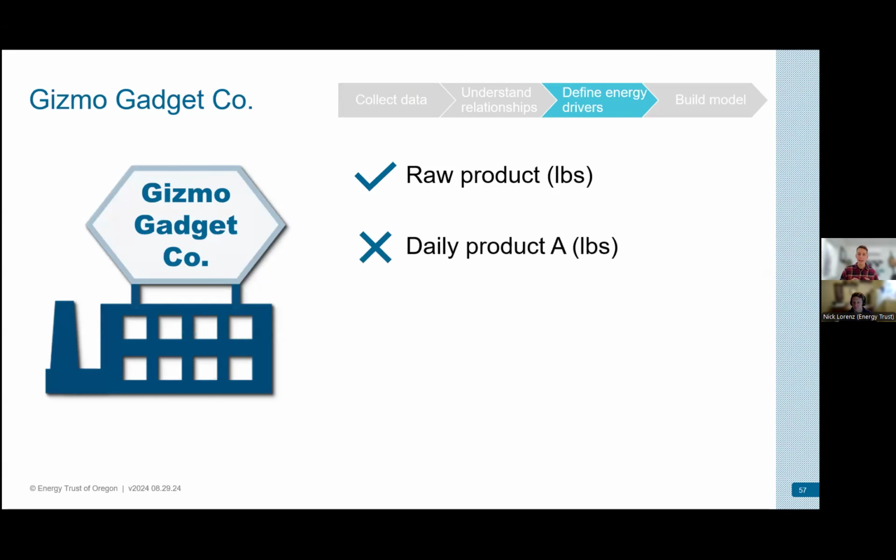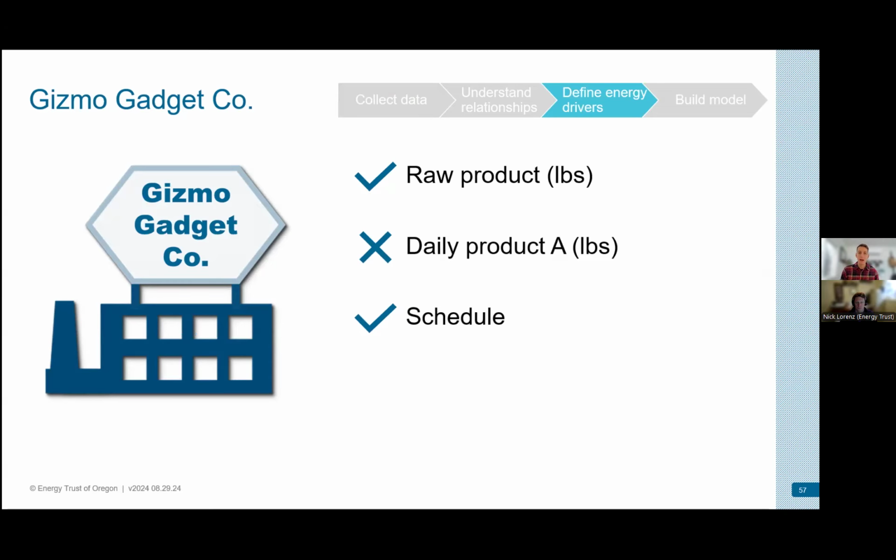We also looked at the finished product metric. In this case, it was daily product A measured in pounds. And this is the one where even though they would produce quite a bit more daily product A, as that amount increased, the relationship with actual energy was completely flat. So an increase in the daily product A metric did not result in any appreciable increase or decrease in actual energy. In that sense, it would not be a good energy driver.